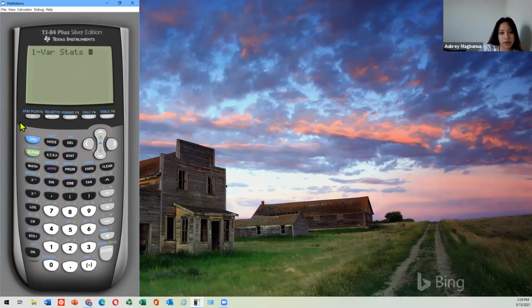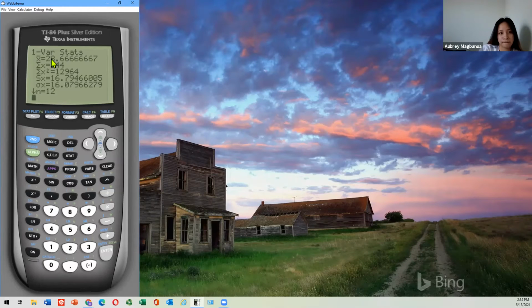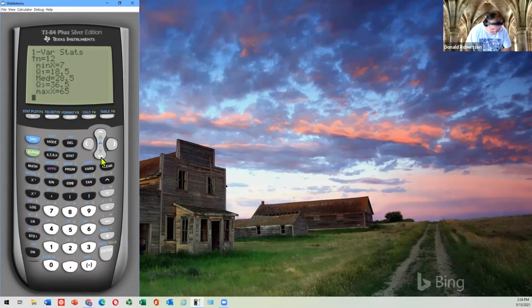The blue button and the number 1. Although it could be a yellow button or some other color in your calculator, but it's a blue button in mine. And the mean for our class is 28.7 if I round it off. And the median for our class is about 28.5.